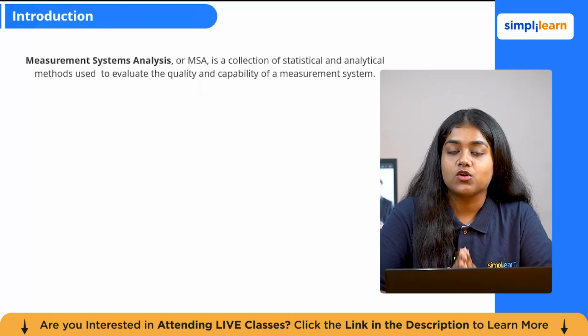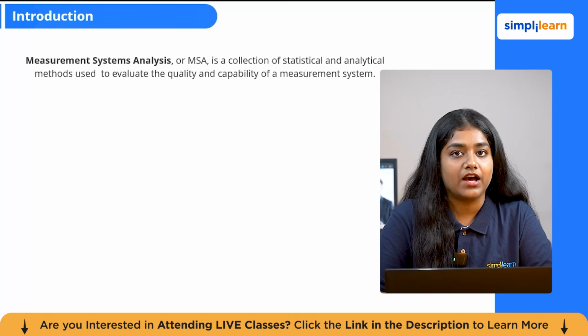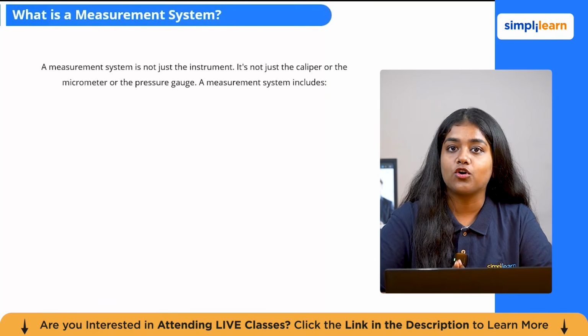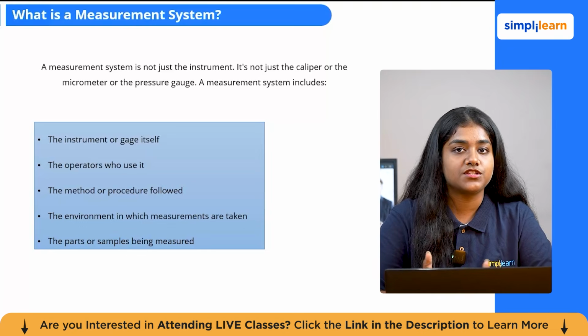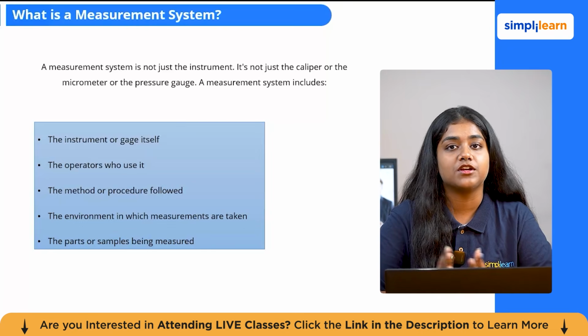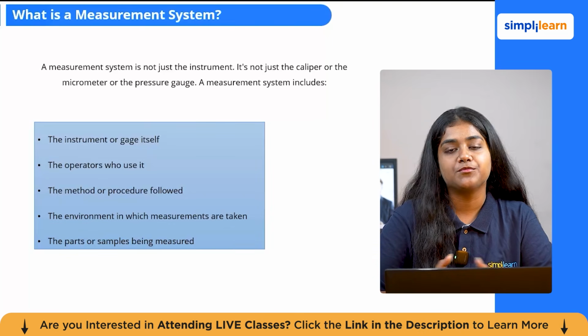Measurement system analysis, or MSA, is a collection of statistical and analytical methods that is used to evaluate the quality and capability of a measurement system. The instrument or the gauge itself, the operator who used it, the method or the procedure followed, the environment in which measurements are taken, and the parts or samples being measured. All of these components contribute to the final measurement that you get, and all of them can produce error.